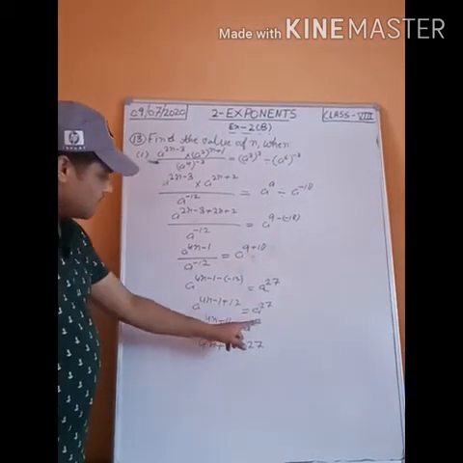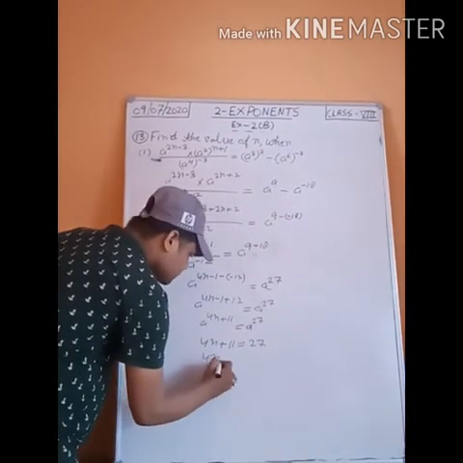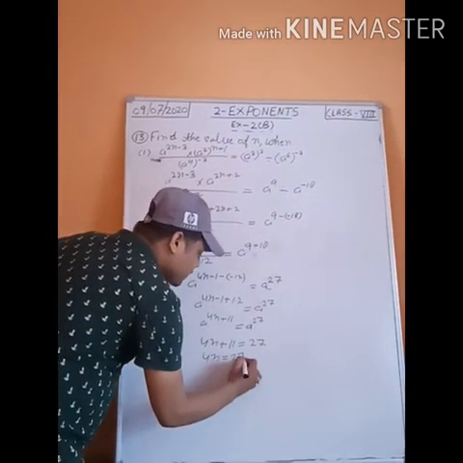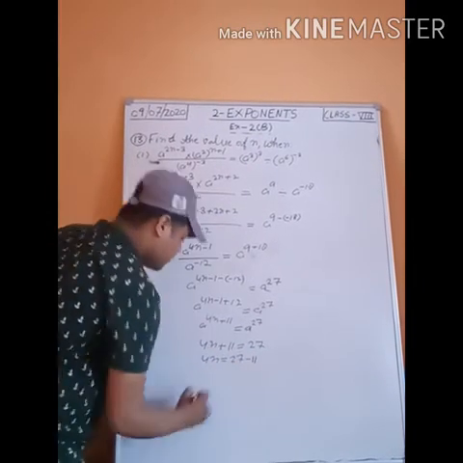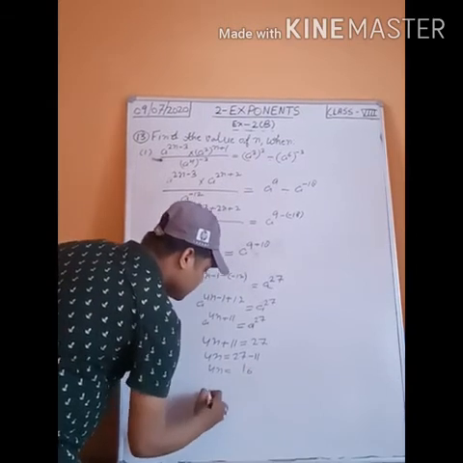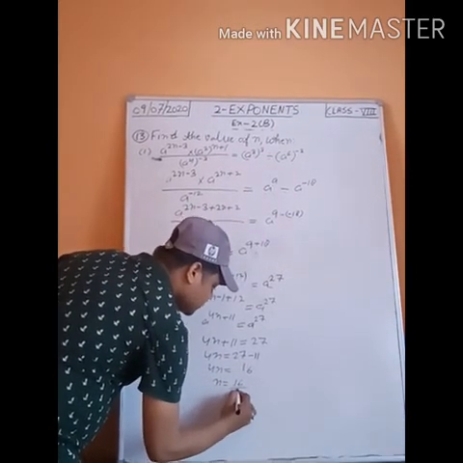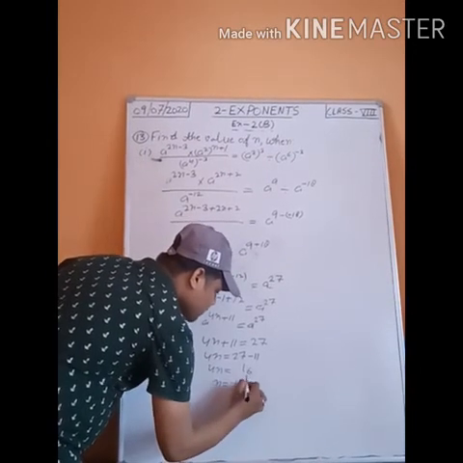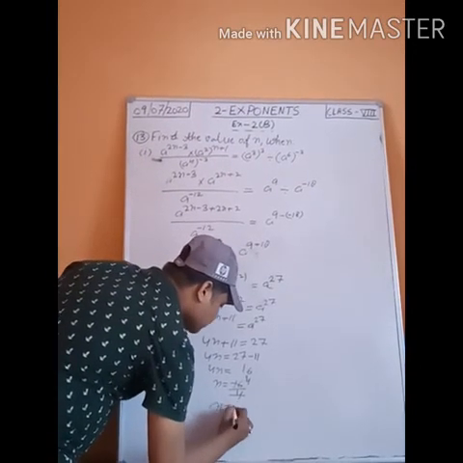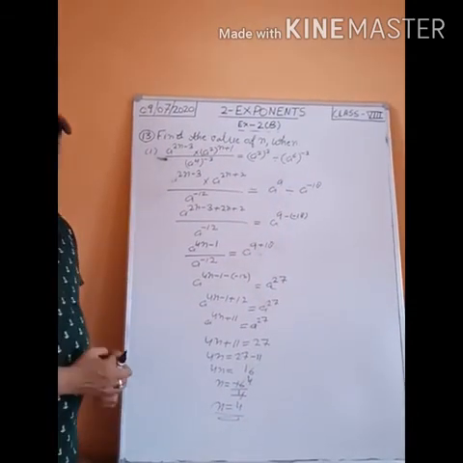4n plus 11 is equal to 27. So 4n is equal to 27 minus 11, 4n is equal to 16. So n is equal to 16 by 4; the 4 will move to RHS and change into divide. 4 fours are 16. So n is equal to 4. So the value of n is equal to 4.